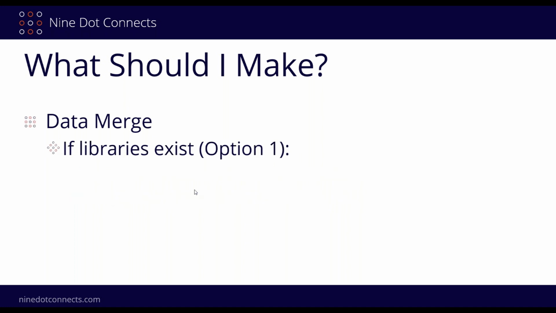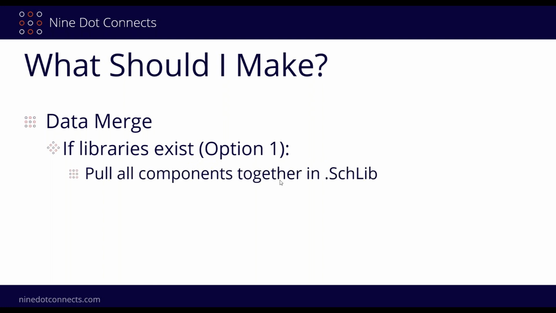So in terms of data merging, let me give you a couple of hints or recommendations. If the libraries exist, like you have SCH lib and PCB lib, you have two options. Here's the first one for you: pull all the components together in the SCH lib, or as much as you can.